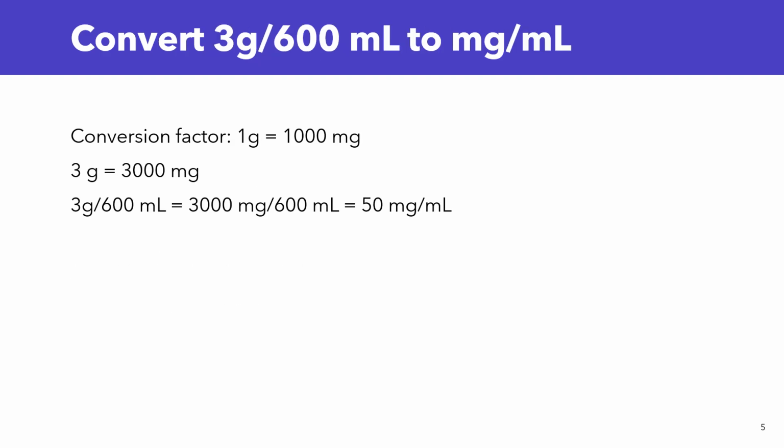Let's look at another example. Convert 3 gram per 600 ml to milligram per ml. For the conversion factor, we need to know 1 gram is 1,000 milligrams. Now we need to convert 3 grams to milligrams. It's going to be 3 times 1,000, so that's 3,000 milligrams. Now we have 3,000 milligrams over 600 ml. 3,000 divided by 600, that's 50 milligram per ml. So 3 grams per 600 ml is 50 milligram per ml.